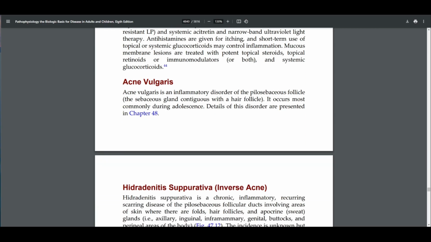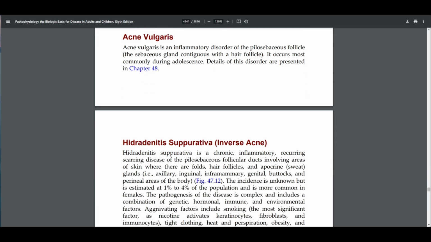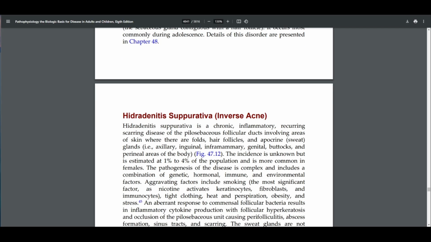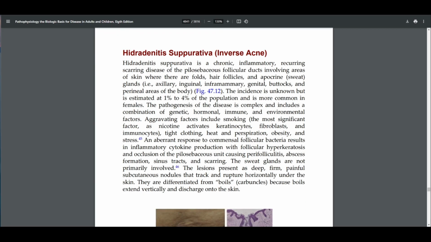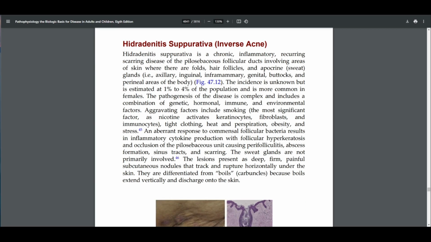Acne vulgaris. Acne vulgaris is an inflammatory disorder of the pilosebaceous follicle. It occurs most commonly during adolescence. Details of the disorder are discussed more in chapter 48. Now, hidradenitis suppurativa, or inverse acne.